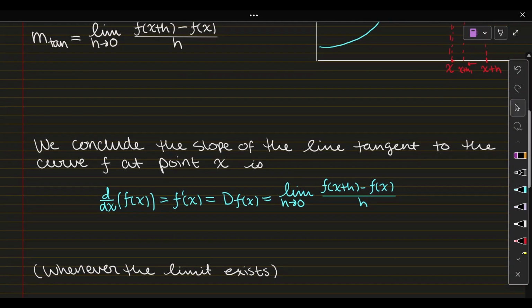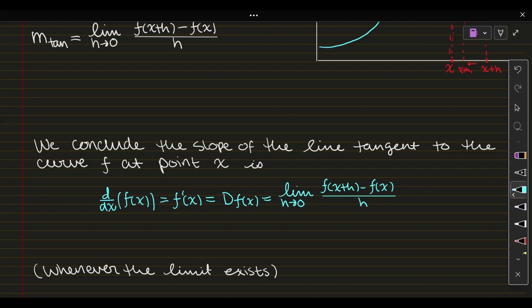So you might see it as the limit as x goes to c of f of c minus f of x over x minus c, something like that. But we say that the derivative is this limit when it exists. So if it doesn't exist, we say that the derivative does not exist. So we need that limit to exist in order for our derivative to exist.